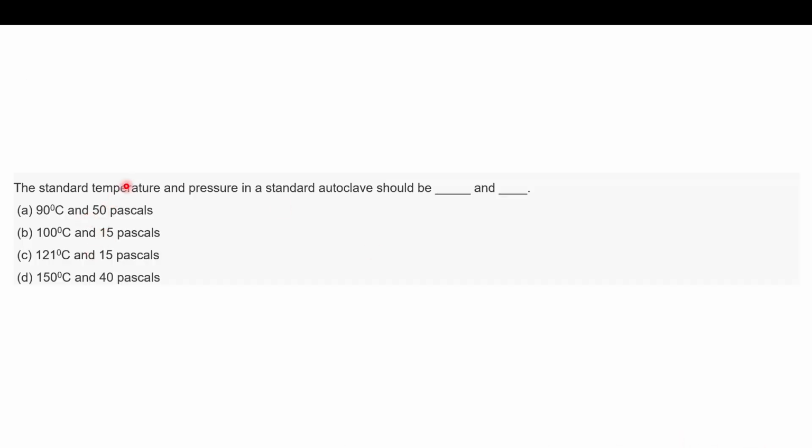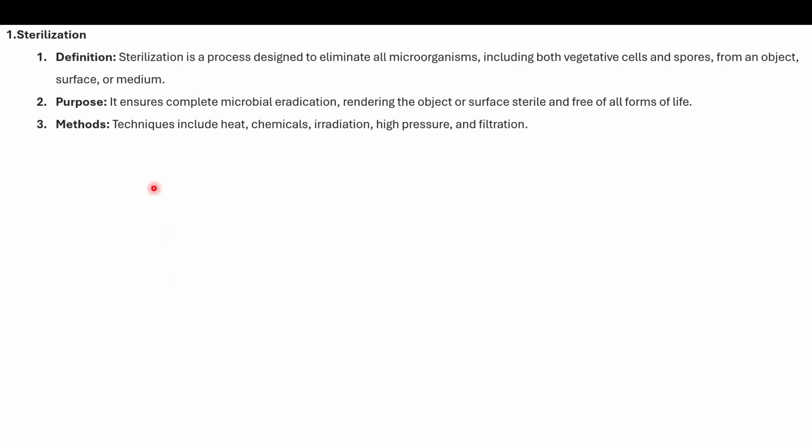So, to answer this question, what is the temperature and pressure of a standard autoclave? The answer is option C, 121 degrees Celsius and 15 pascals pressure.